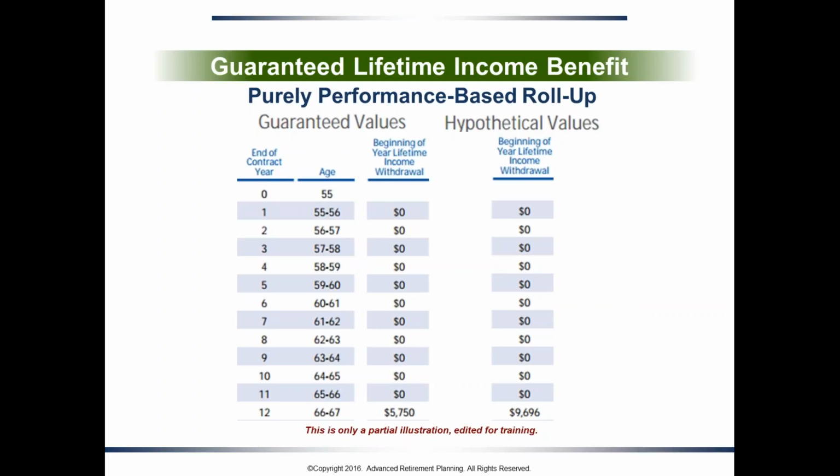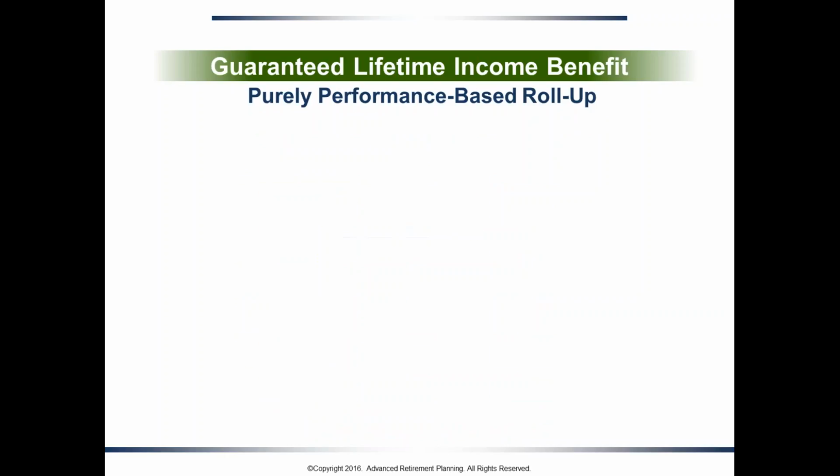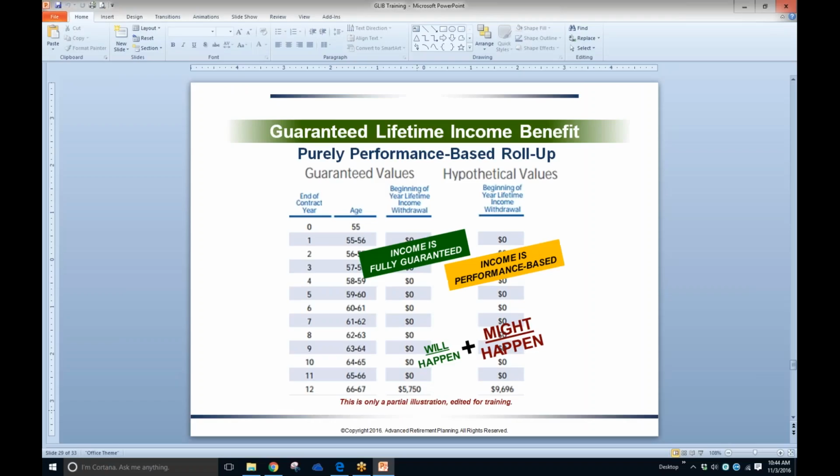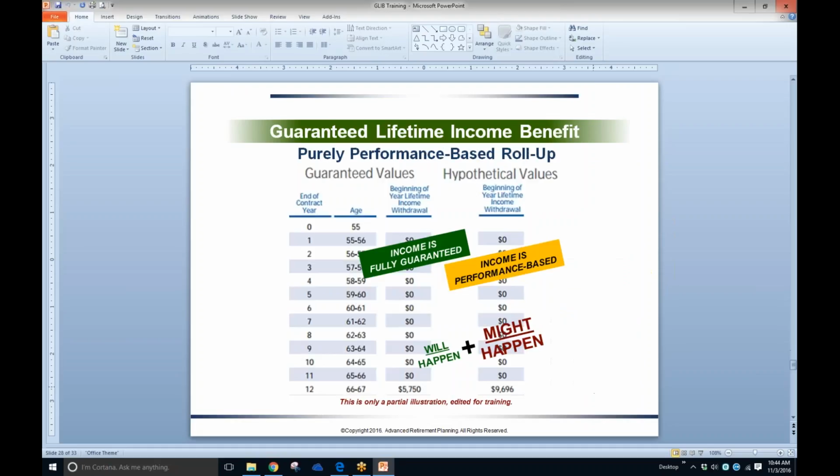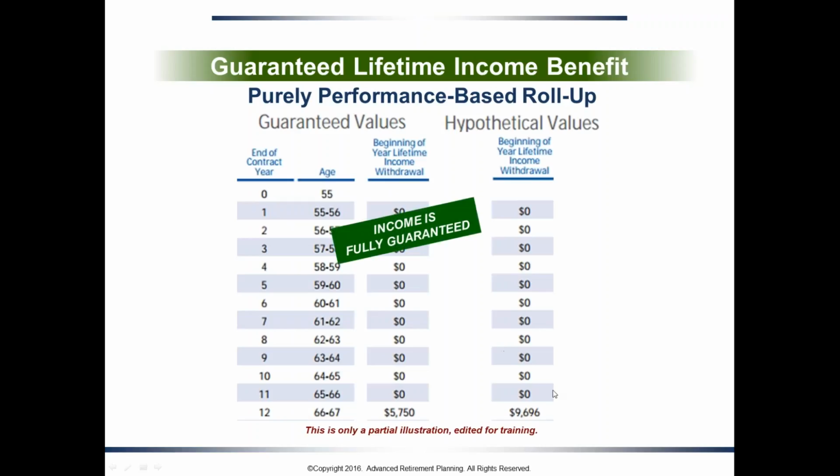Now wait a minute. Actually, this is the Allianz 222 we're looking at here. Now why 9,696? Remember, if we went back up, let me show you. Here. Sorry. Our potential on the other was 16.8. You see that? So in this case, why is even the performance-based so much lower right here?